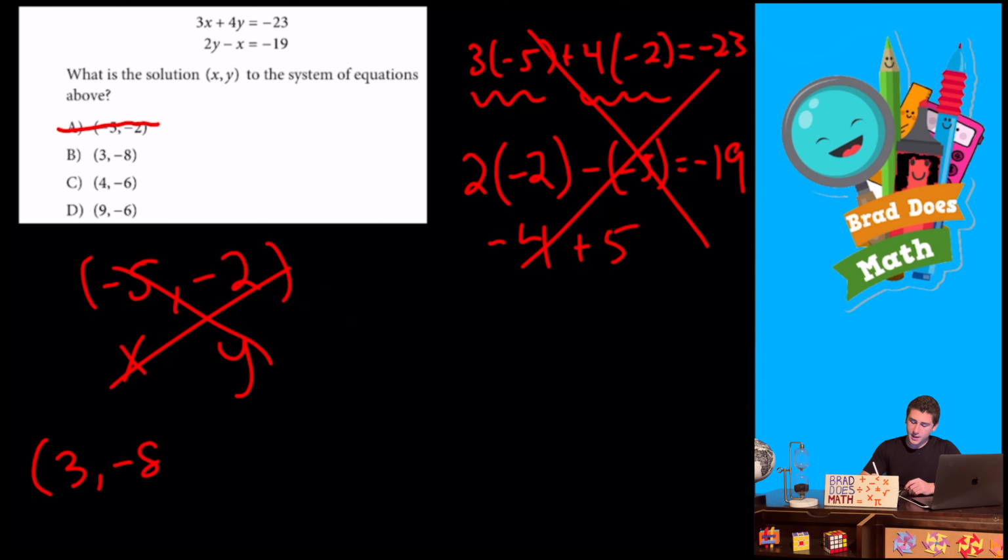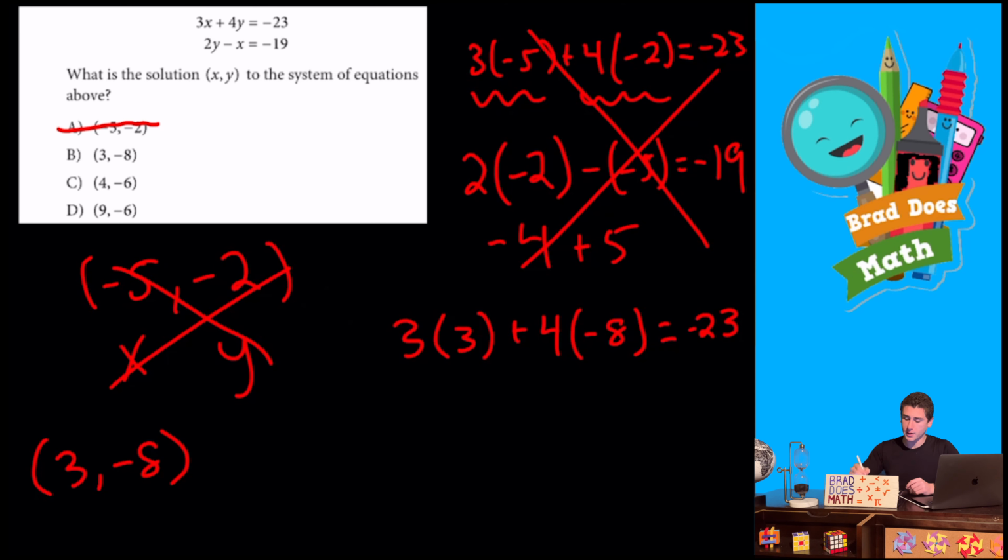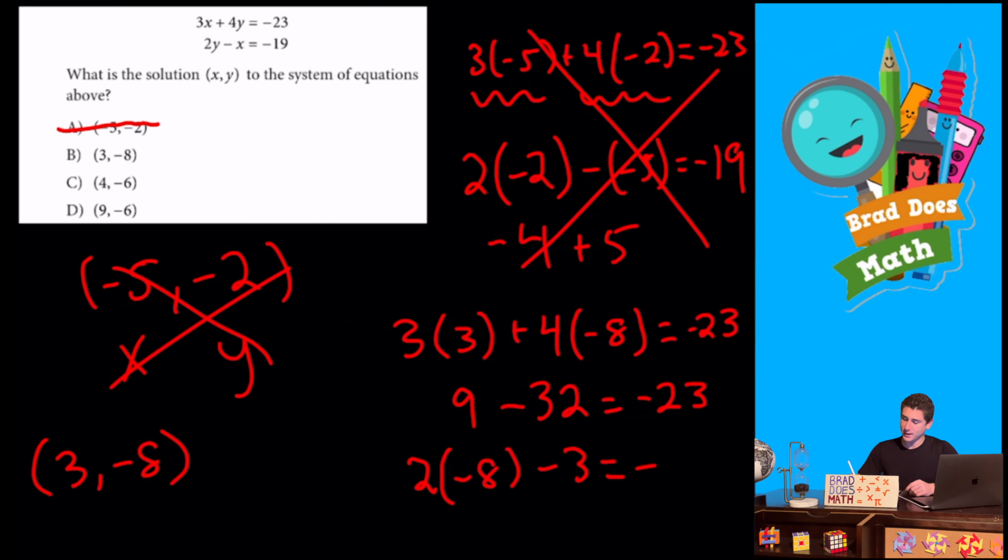3 comma -8. Now, the great thing about this strategy is that once you get the answer correct, you're done. You're not going to try any other answers. You're going to save that time. You're going to bank it for questions that require more time. Now, this one works. 9 minus 32 equals -23. And then we'll try it in the second equation. And again, be careful. They switch y and x up on you. So -16 minus 3 is -19, right? -19 equals -19. So B is the answer here.